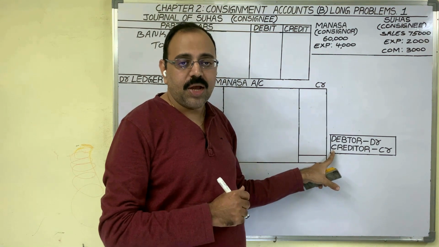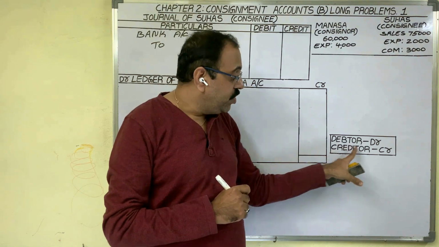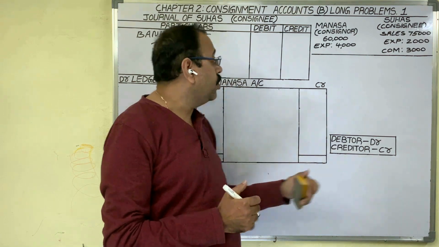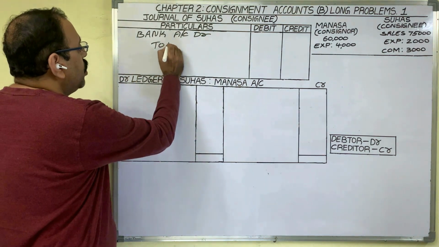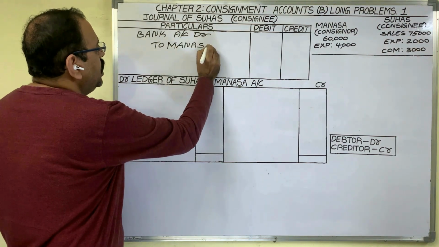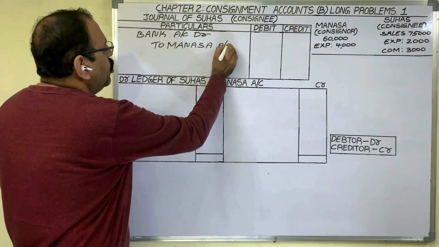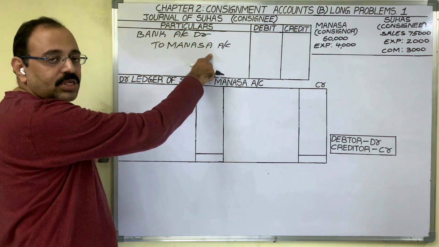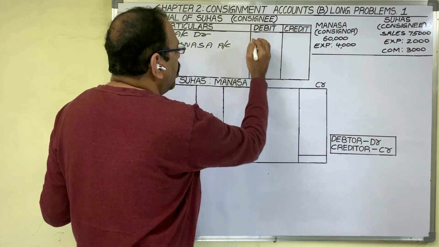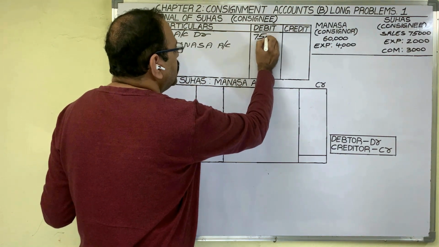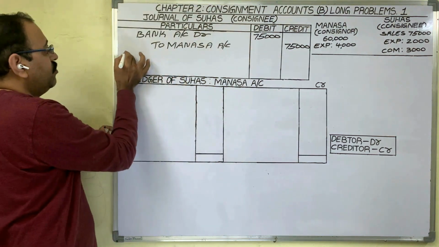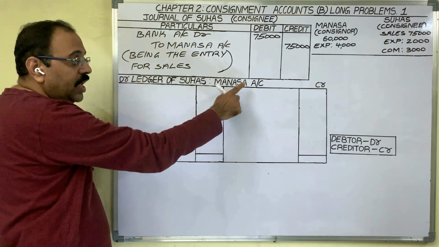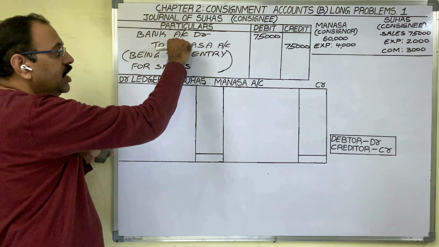If any personal account becomes a creditor, we should write that personal account name on the credit side. Therefore, Manasa's account is to be credited. This is the entry in consignee's books for sales. Bank account debit to consignor's account. Amount is the sales amount, 75,000 rupees. Narration: being the entry for sales. In consignee's books, we are preparing only one account, Manasa's account. In Manasa's account, we should post this entry.